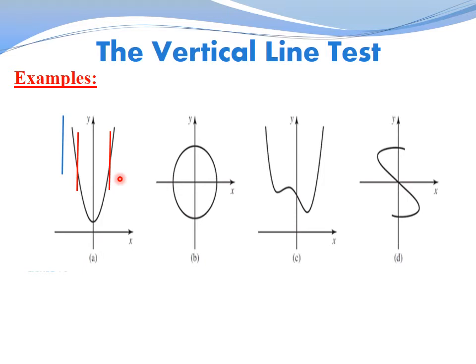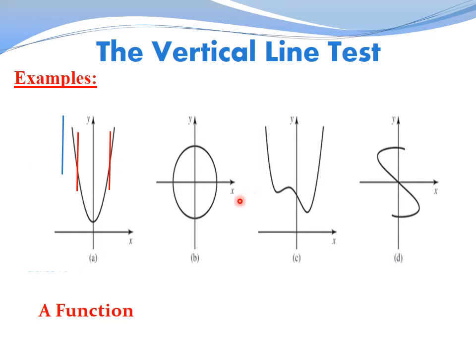What about this one? If I draw this vertical line, it will not intersect the graph at all. So, in other words, I cannot find a vertical line that I can draw at any point on this curve that intersects the graph at 2 points or more. If I cannot find such a line, then I can say yes, this is a function. This is what the vertical line test helps us with.